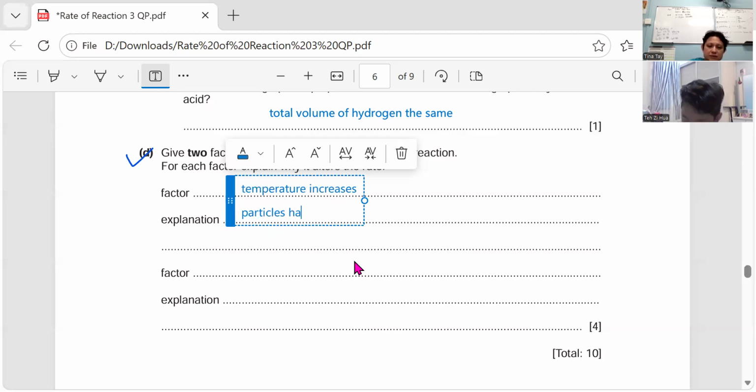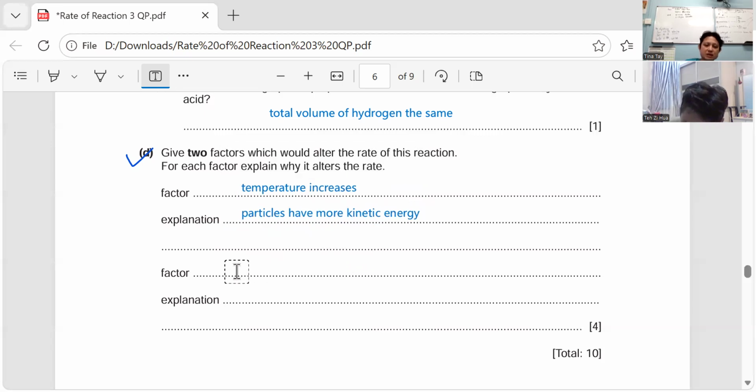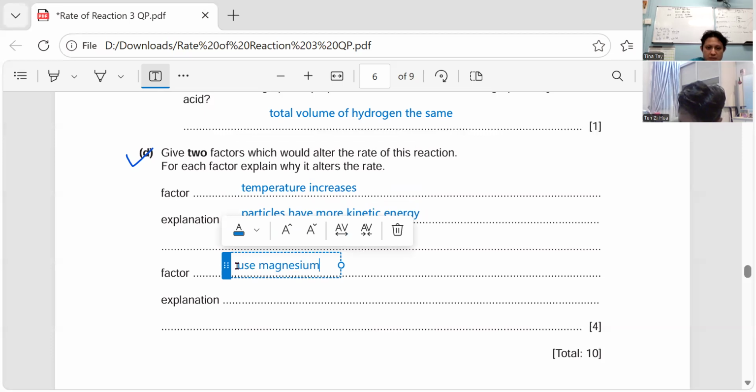Second one? Particle size. Particles have higher collision frequency, so effective collisions also increase. So what you can say is use magnesium powder. All you need to say is larger surface area. Get it? Okay.